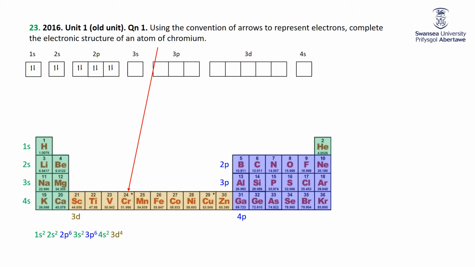So if I was an unthinking student, I would go ahead and say, right, 3s2, that's easy, 1 up, 1 down. Now we go into the 3p's, up, up, up, down, down, down. Then I'll do the 4s's because those are what come next in the periodic table. So we'll go there, 1 up, 1 down. And now we'll come to the 3Ds. We've got to put 4 electrons. So up, up, up, up.